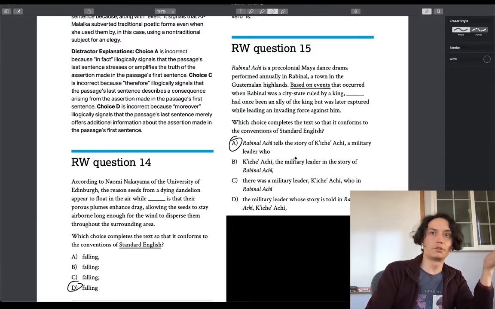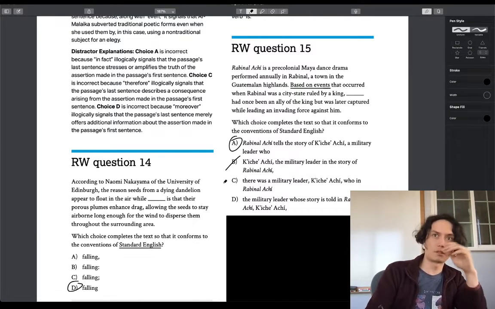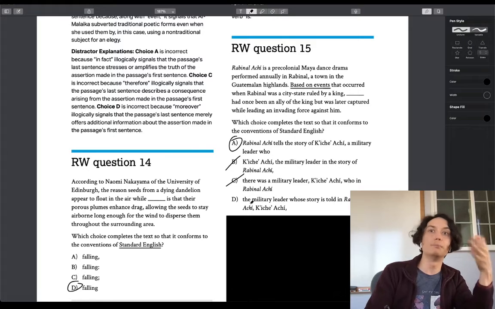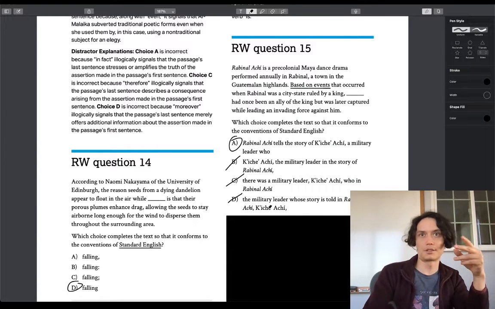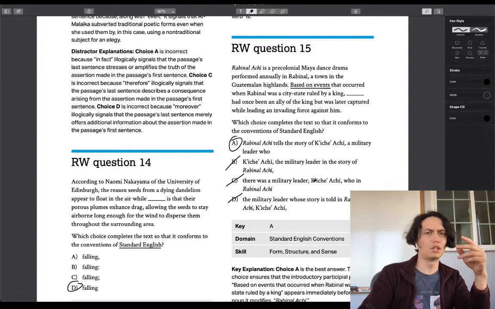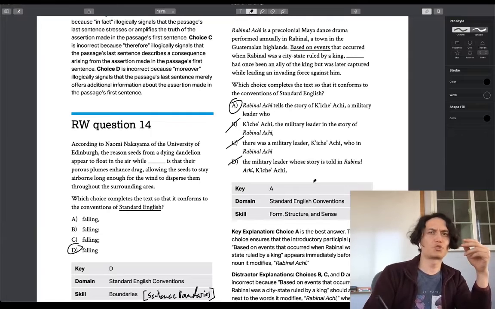This dude, the military leader in the story of Rabban al-Achi, had once been an ally, and so on. Right, so this is a modifier placement question. Based on events, there was a military leader. All of these people, all of these things, are not based on events. The thing that's based on events is this. Modifier placement? No. Form, structure, and sense.